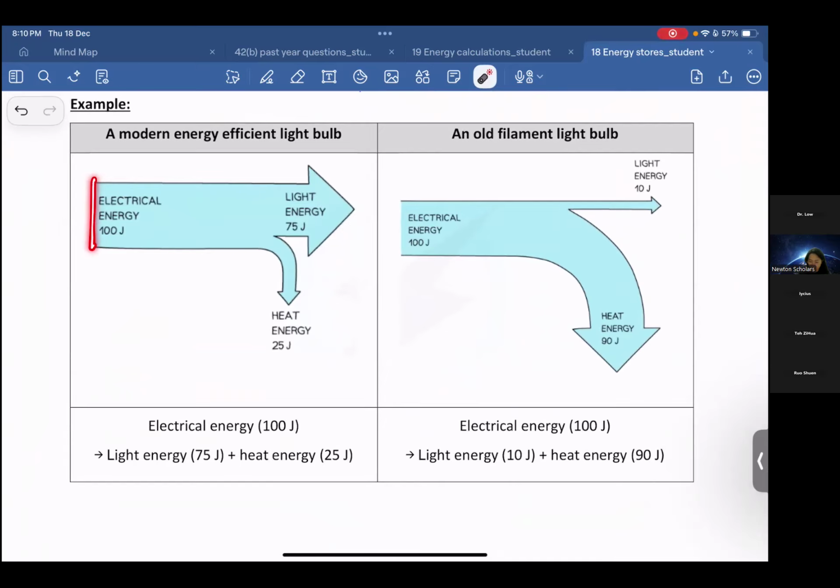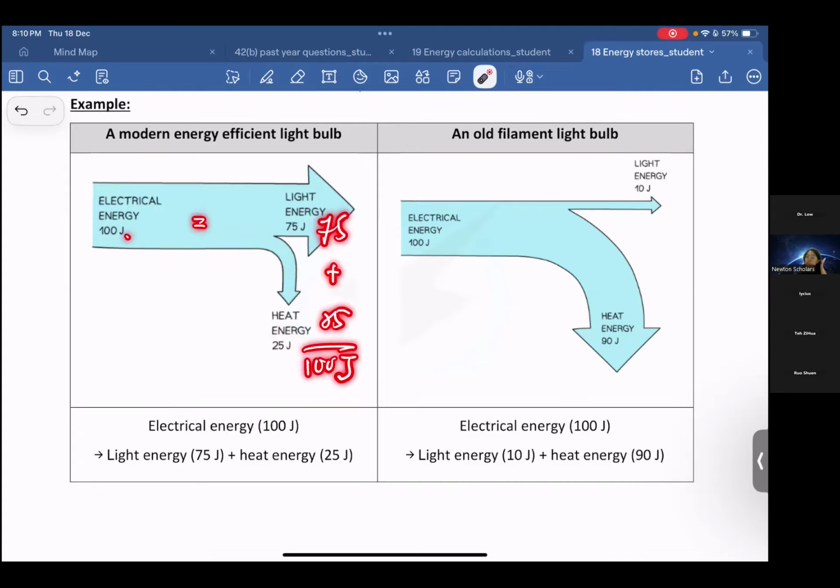Okay. So here, a modern energy efficient light bulb. For example, the electrical energy provided at the start is 100 joule. Then for the light bulb, what is the energy we want? We want light energy. We want the bulb to light up, so it's light energy. This is the useful one. We found that it will transfer 100 joule. Not all the 100 joule goes to the light. Some of the joule goes to the surroundings, lost to the surroundings. For example, 25 joule, which is heat energy. So here the 100 joule equals the final 75 plus the 25. So we get back 100 joule.